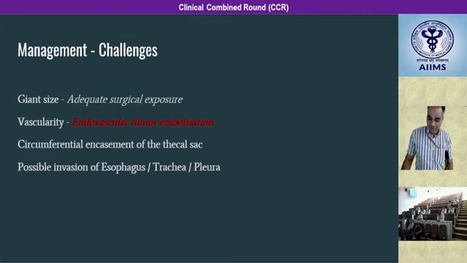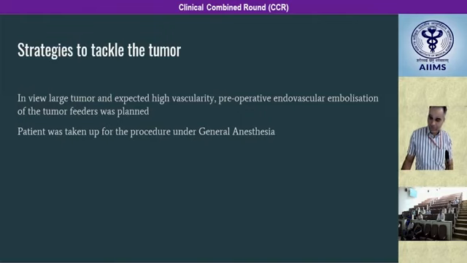After that, the other thing that was important was circumferential encasement of the thecal sac. That was the cause of paraplegia, and there was a significant doubt that the tumor might have invaded the aerodigestive tract as well as the pleura. So he was planned for endovascular embolization, and he was taken up for embolization. But there was a surprise that happened when the patient was attempted GA and intubation. For that, I invite Professor Keshav Goel to elaborate.